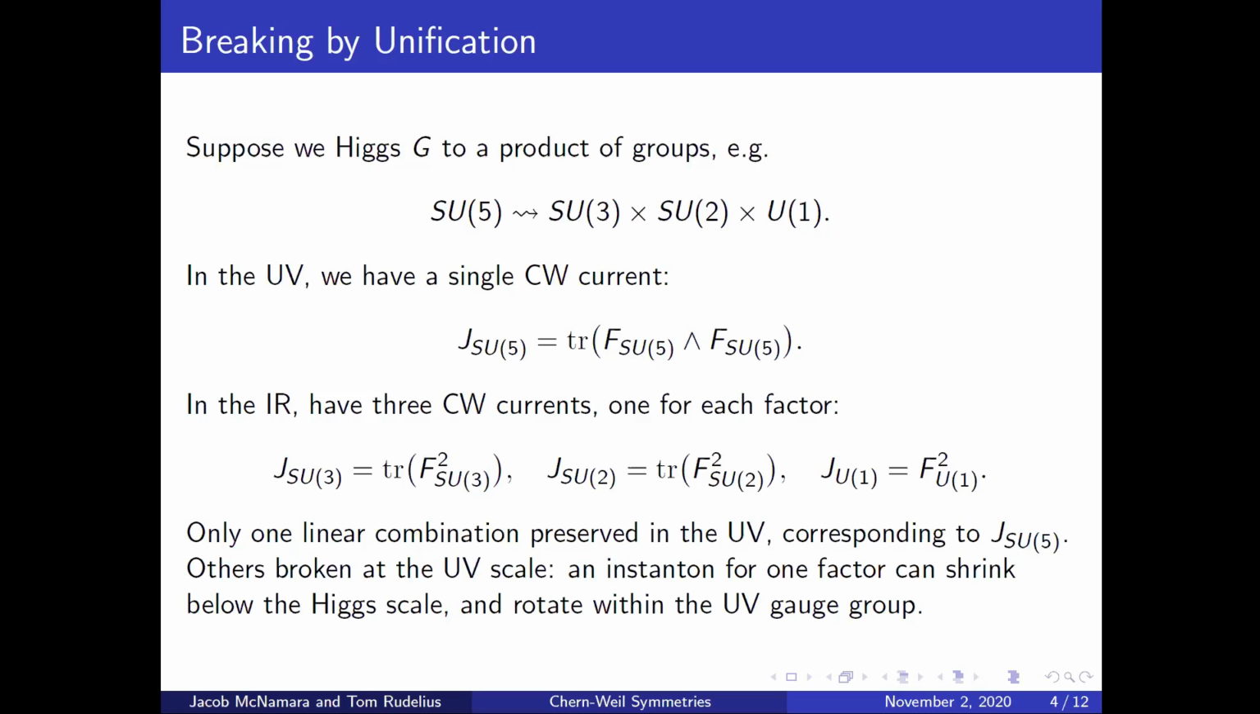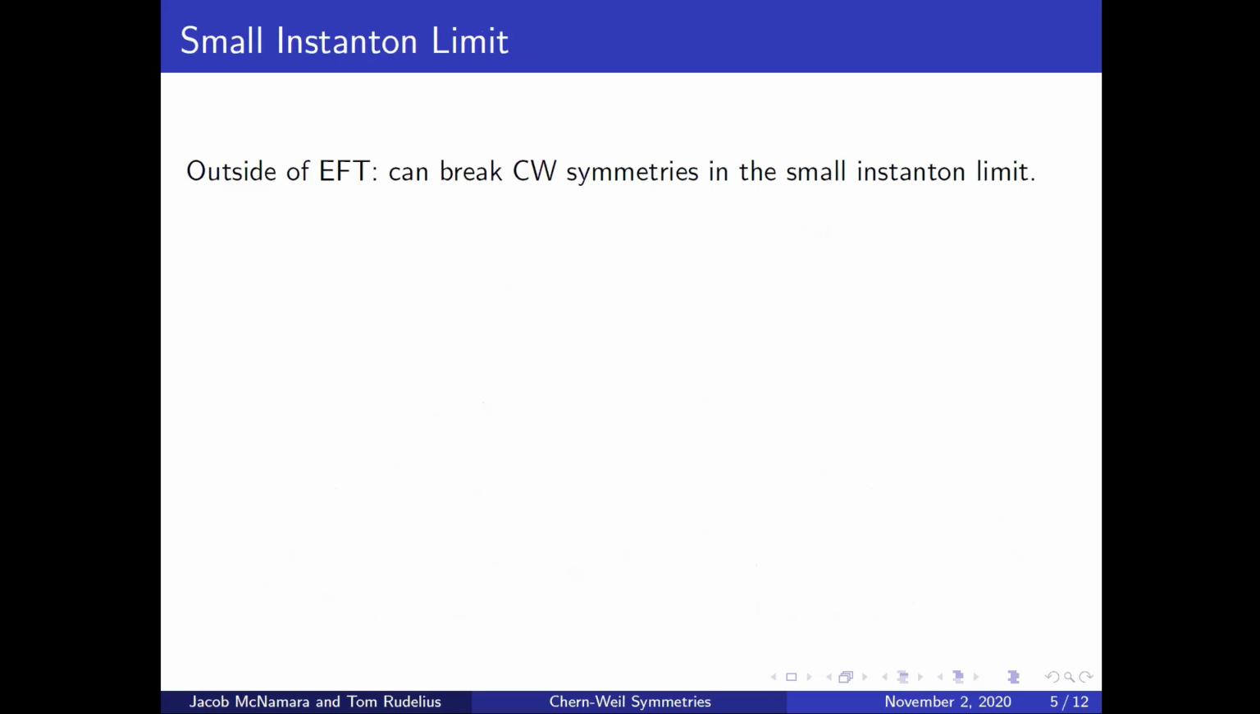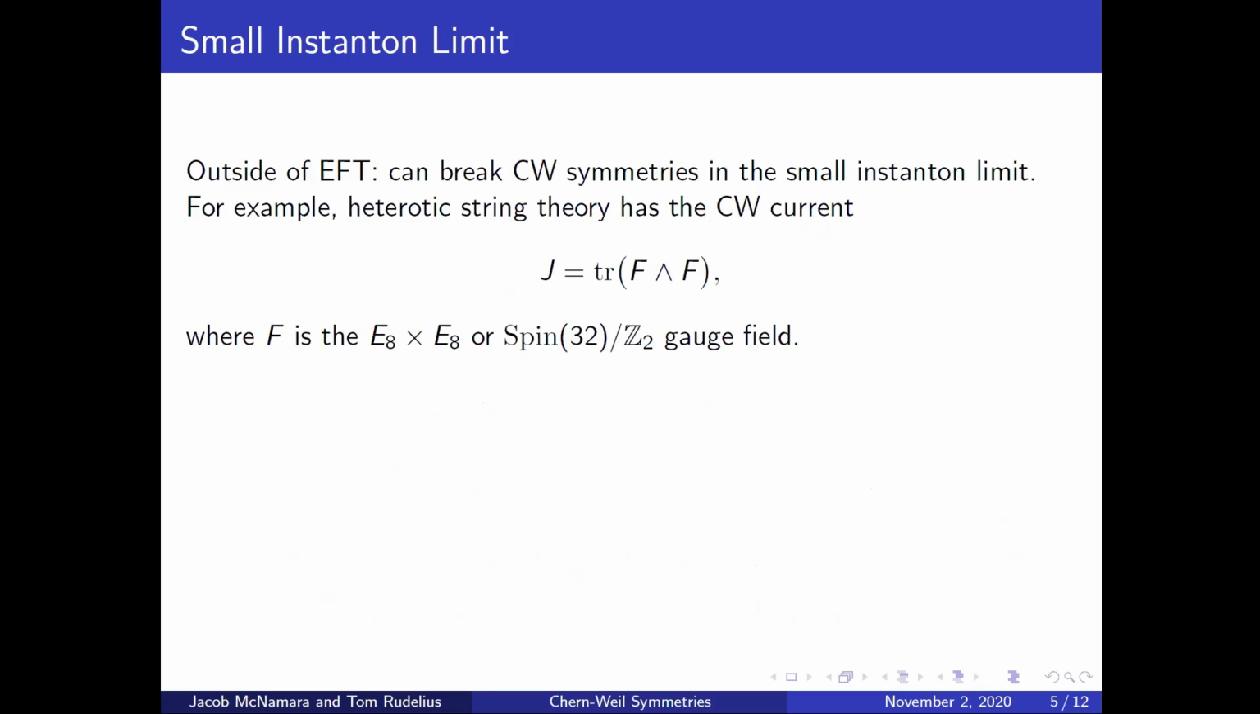So the pattern is that we have multiple Chern-Weil currents for non-abelian gauge fields in the IR, and only one combination is being preserved in the UV. We can see a very similar pattern outside of EFT. So we can also break Chern-Weil symmetries in the small instanton limit, as is very familiar in string theory. So for example, in heterotic string theory, we have a Chern-Weil current corresponding to the E8 cross E8 or Spin(32)/Z2 gauge field.